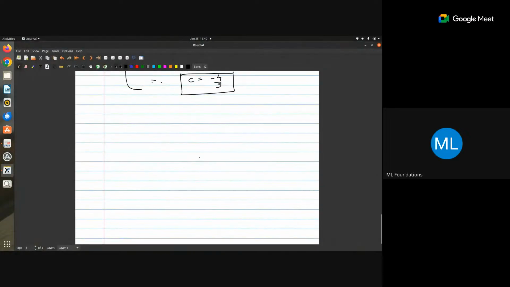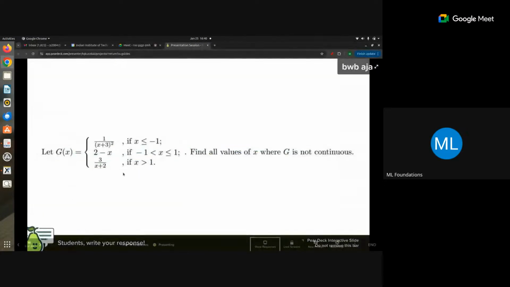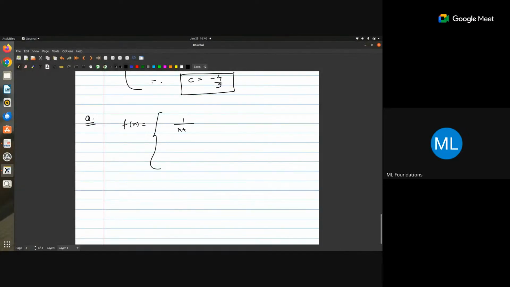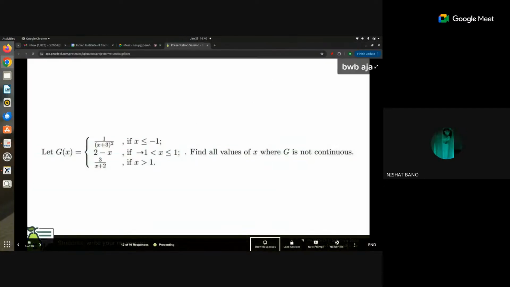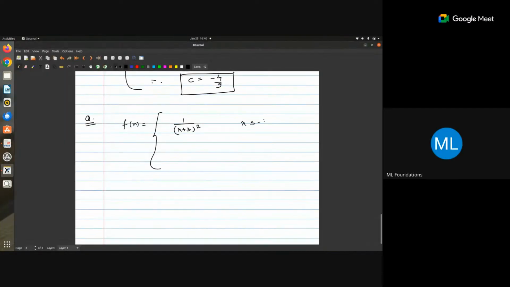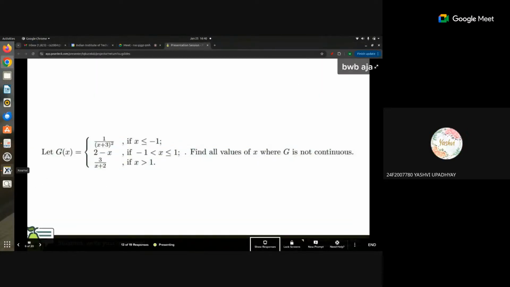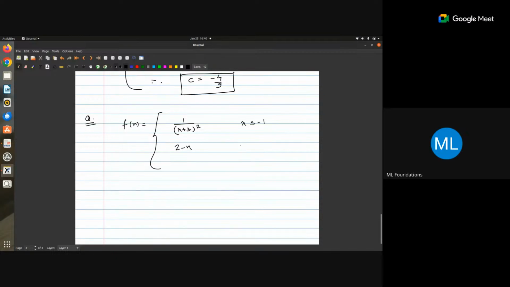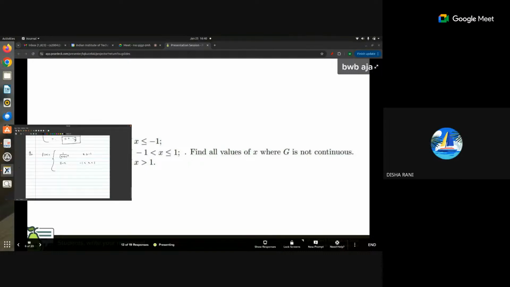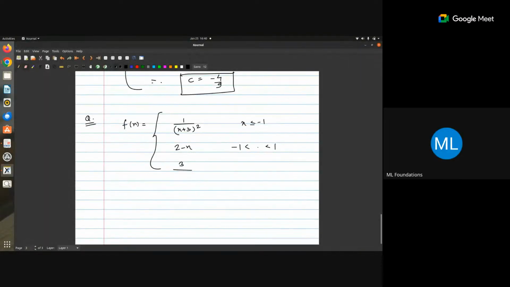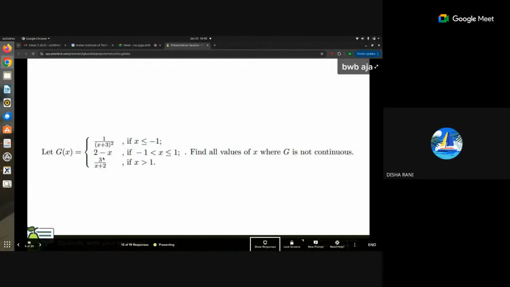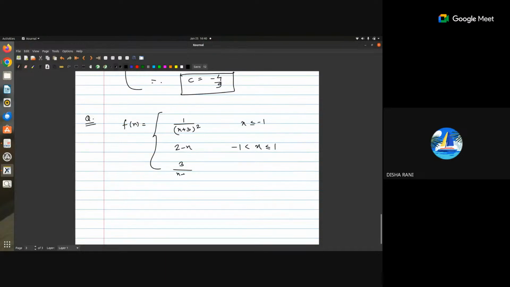Okay, can you just tell me what is the function? f of x equals 1 upon x plus 3 square if x is less than or equal to minus 1. 2 minus x if x is from minus 1 to 1, equal to 1 also, generally it doesn't affect much. And 3 upon x plus 2 if x is greater than 1.